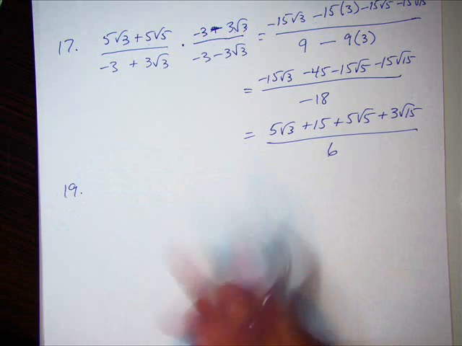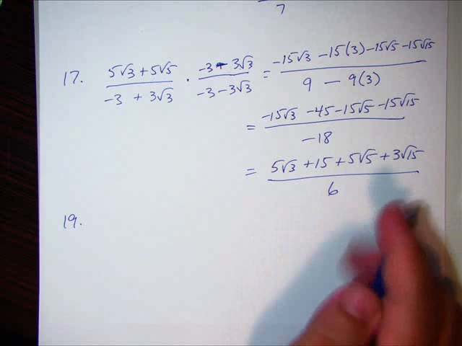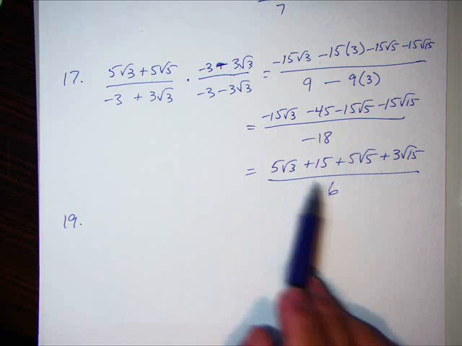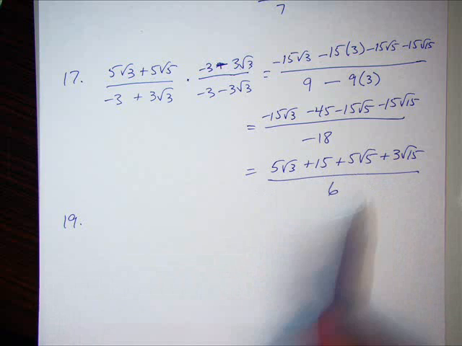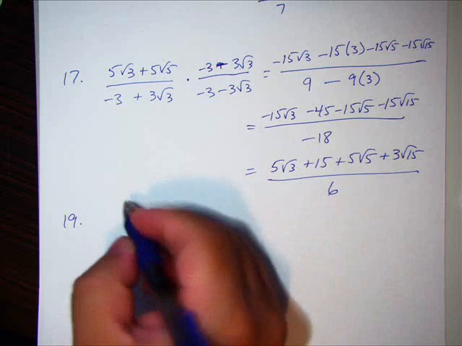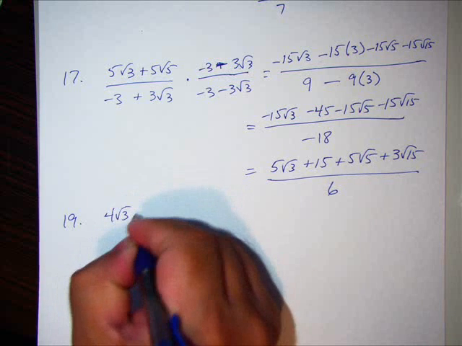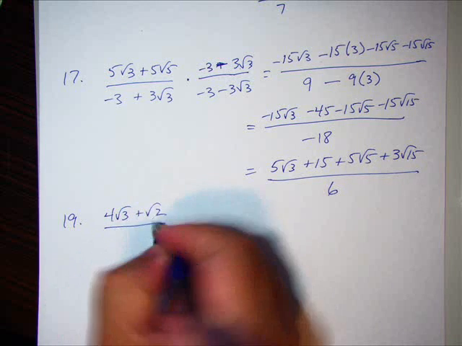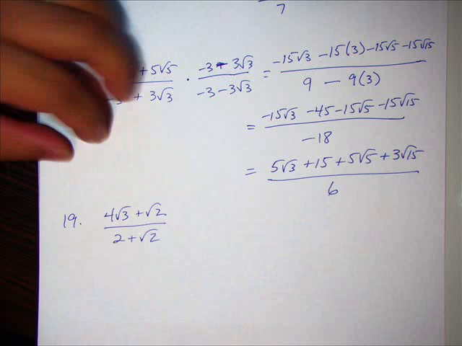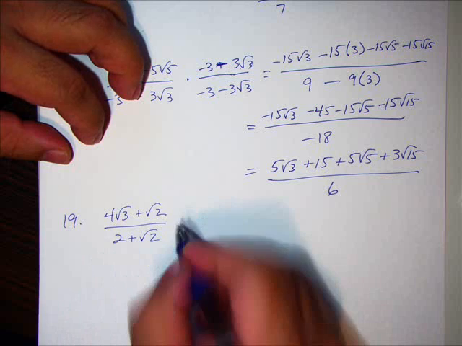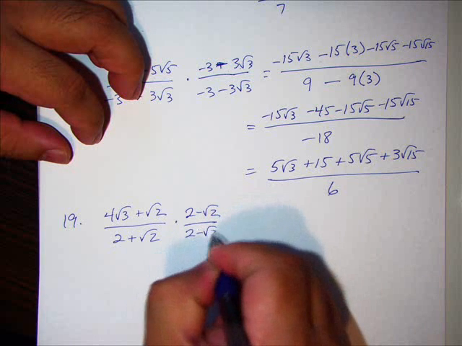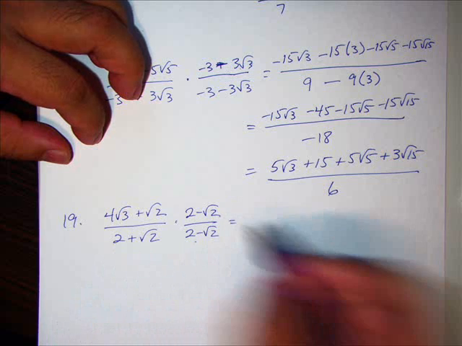Number 19. By the way, if you check the worksheet and it's not the same exact answer, perhaps the order is different. In this case, order really makes no difference. This is the last example. Again, the conjugated denominator. All we did was change the sign.